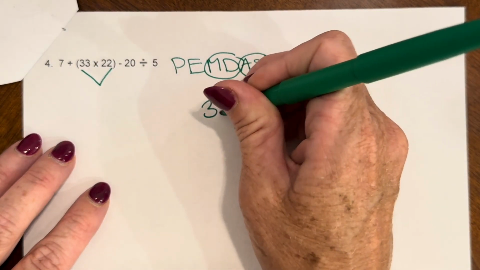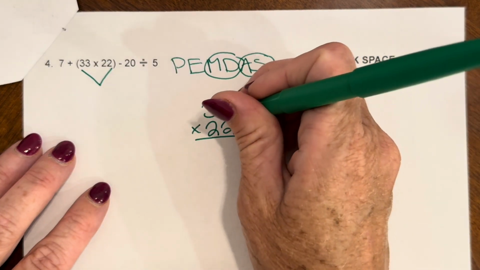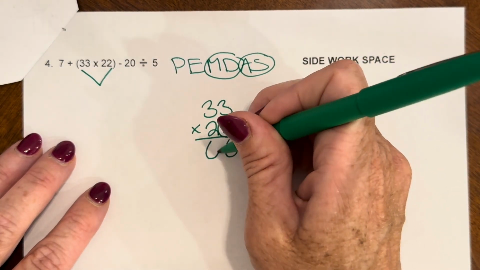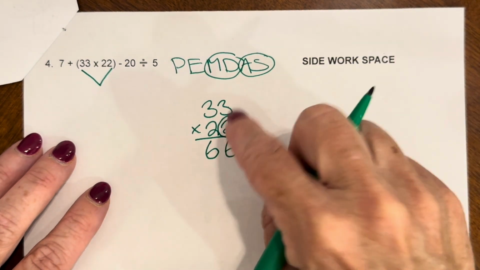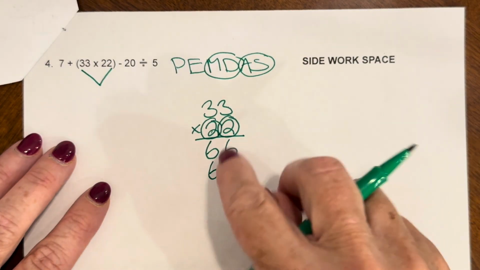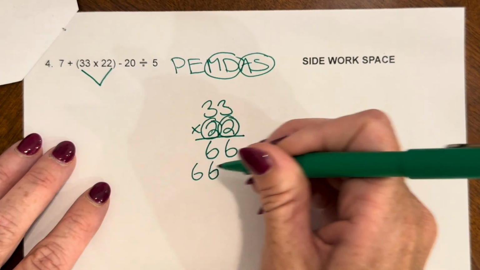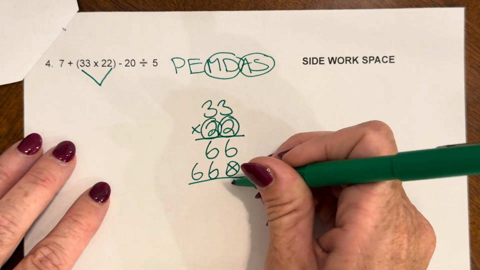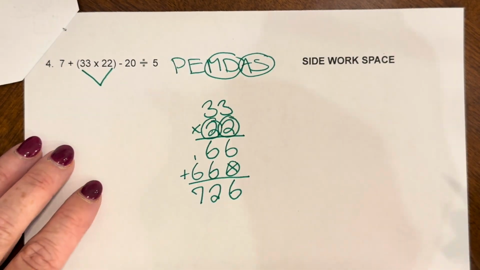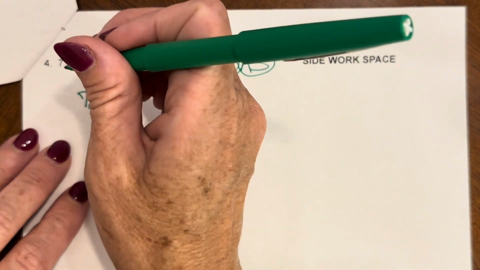So let's work that out over here on the side. 33 times 22. So we always start with this digit. So 2 times 3 is 6, and 2 times 3 is 6. And we are done with this digit, so let's move on to this digit. We have 2 times 3 is 6, and notice where I put it, because it has to go underneath the digit I'm multiplying with. And 2 times 3 is 6. So our answer is 6. 6 plus 6 is 12. So our answer is 726.